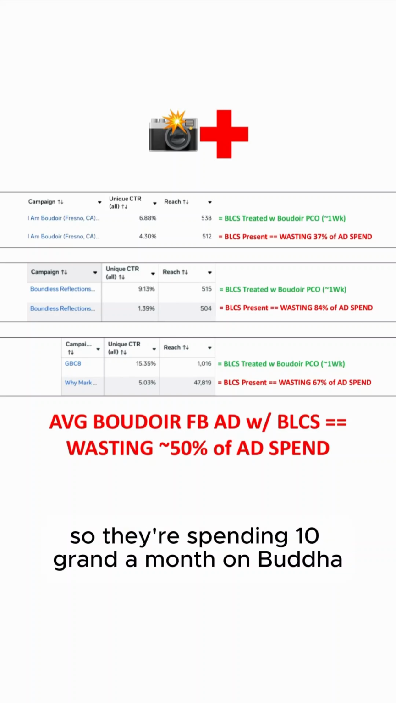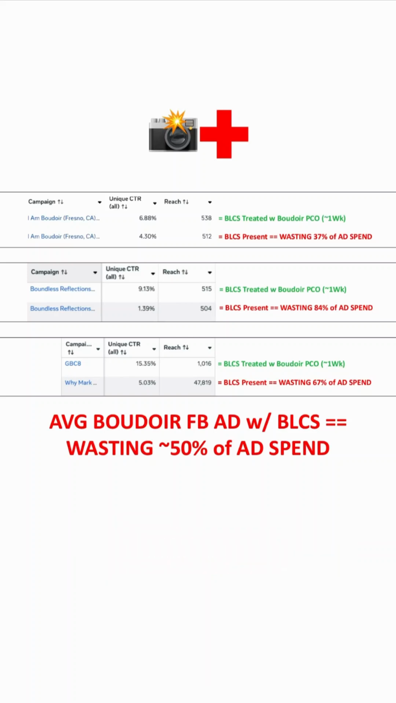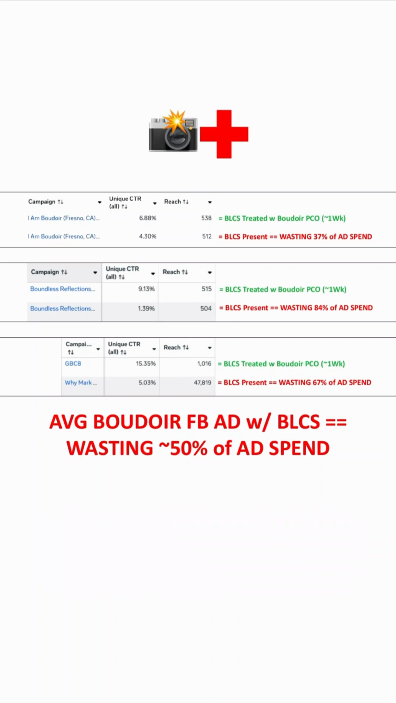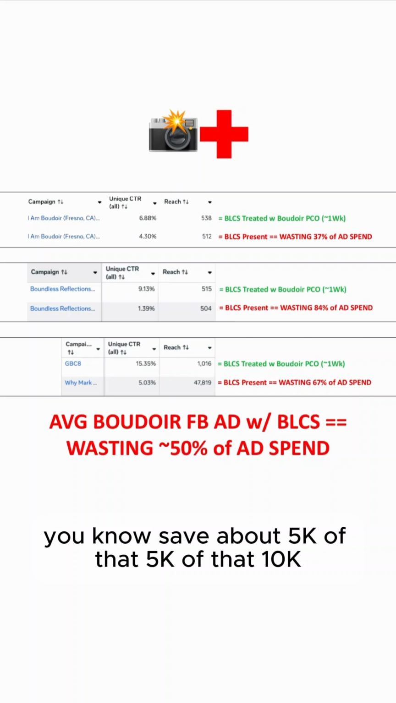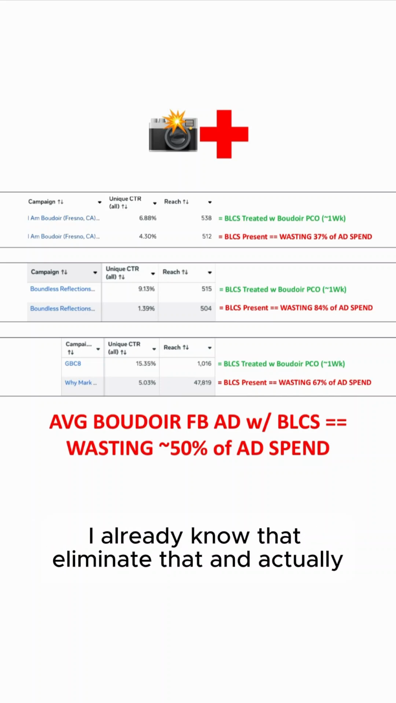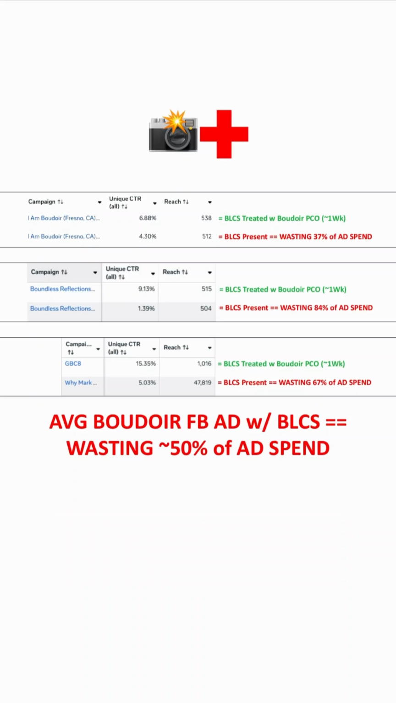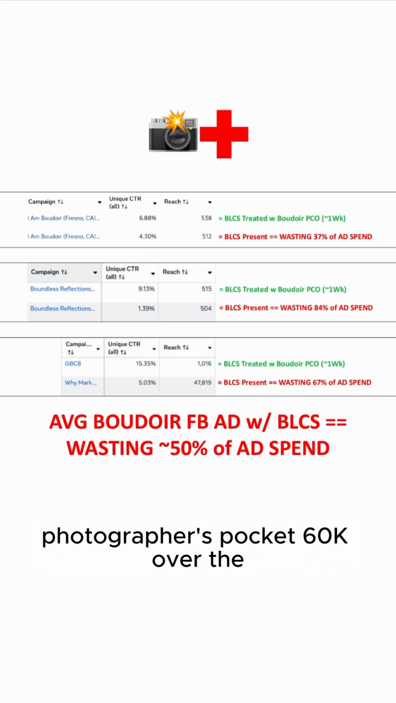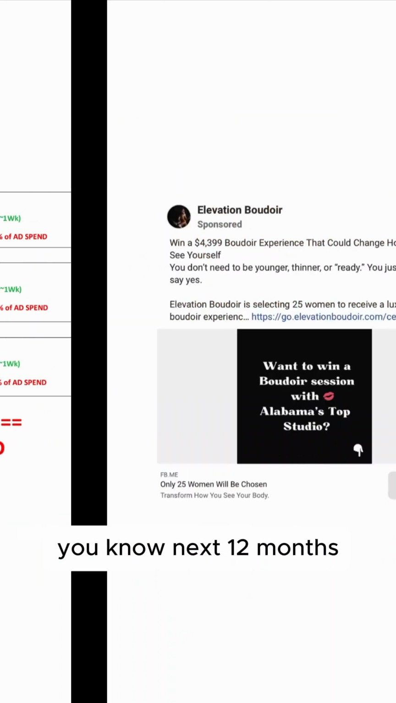So they're spending 10 grand a month on Boudoir Facebook ads. With Boudoir Pico Treatment, you can probably save about 5K of that, 5K of that 10K, eliminate that. I mean, that's 100% being wasted. I already know that. Eliminate that and actually put that 5K bonus back in the Boudoir photographer's pocket, 60K over the next 12 months.